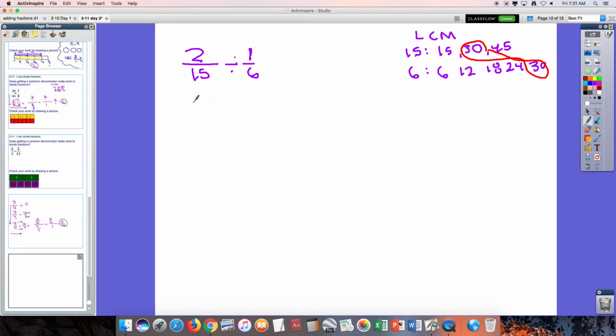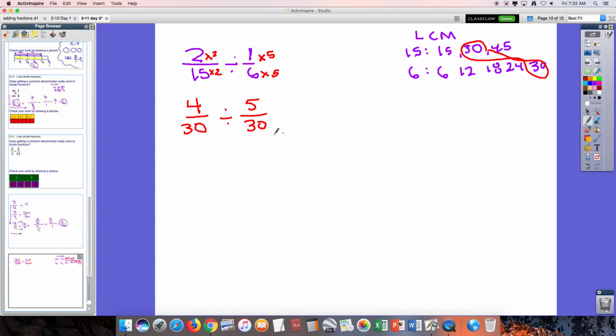Okay, so now how do we get there? Well, we're going to have to do it for both. We're going to times this by 2, because to get 15 to 30, we times it by 2. 6 times 5 is 30. And whatever you do on the bottom, you do on the top. That makes an equivalent fraction. 2 times 2 is 4 over 30. Rewrite this. 5 times 1 is 5. 6 times 5 is 30.